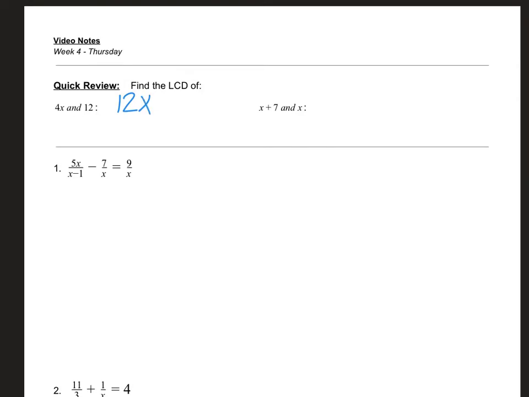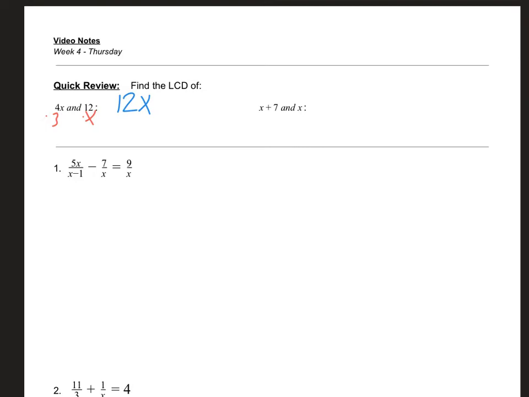Now, what would we multiply each of these by to get to 12x, right? We'd have to multiply 4x times 3, and we'd have to multiply 12x times x. Right? We multiply 4x times 3, we get 12x. We multiply 12 times x, we get 12x. And that's going to give us our least common denominator, right?